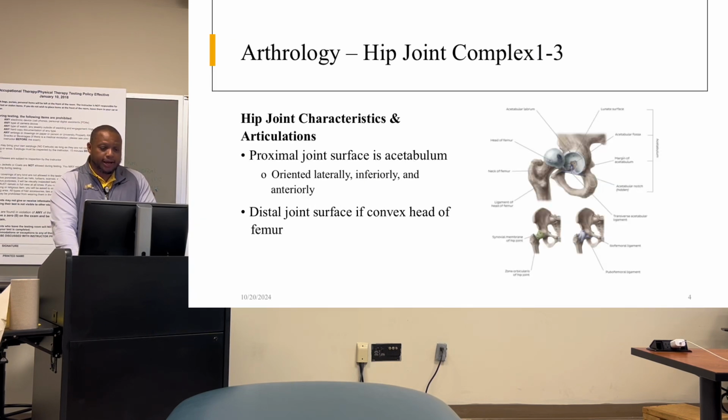On the hip joint characteristics and articulations, you have a proximal joint surface being the acetabulum. Someone talked about the orientation of that earlier, with it being oriented laterally, inferiorly, and anteriorly, where it also articulates with the head of the femur being a convex surface. So with open chain movements, we have the convex femoral head moving on the concave acetabulum.